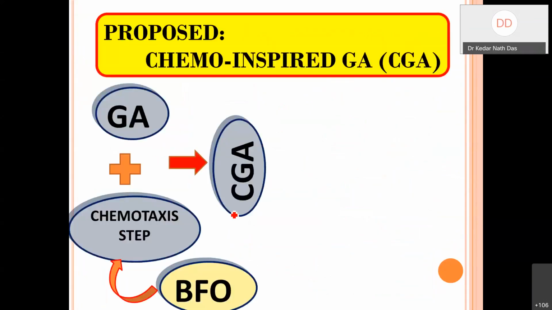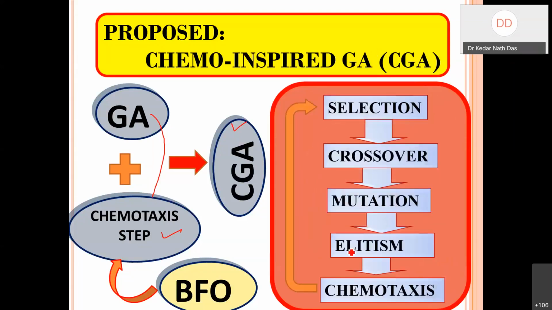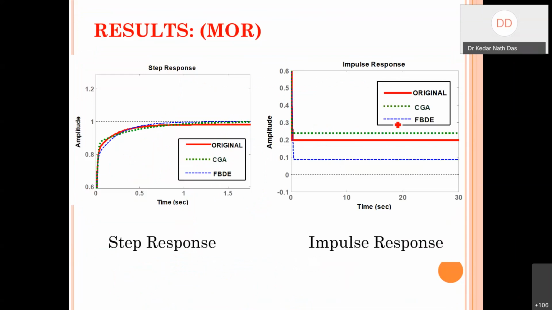Okay, so CGA is just taking the chemotactic step from BFO and merging it into GA to make a hybridization technique, that is CGA, which is now available on a web page. You can search for the chemo-inspired genetic algorithm, an Elsevier paper published in Applied Mathematics and Computation. It has effectively solved optimization problems. This chemotactic step is one of the operators in the GA cycle, of course, and I'm not discussing it more.